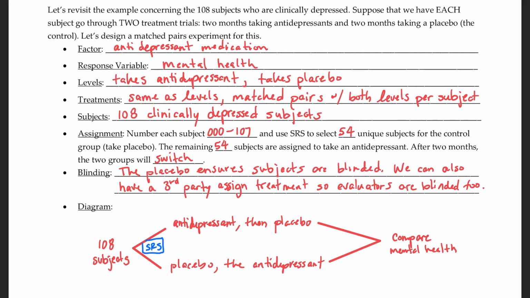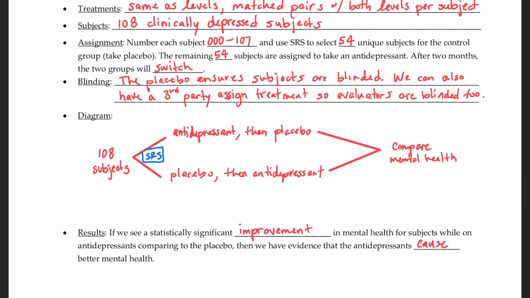Here's my diagram here. So 108 subjects. SRS splits them into these 2 groups where you can see I wrote that they go through both of the treatments, but the order is different. Oh, that should say the word then, not the. And at the end, we compare mental health.